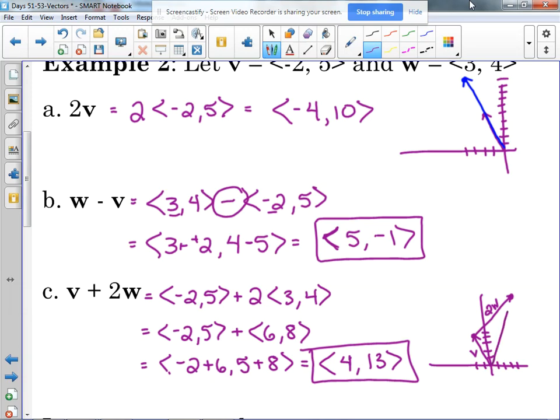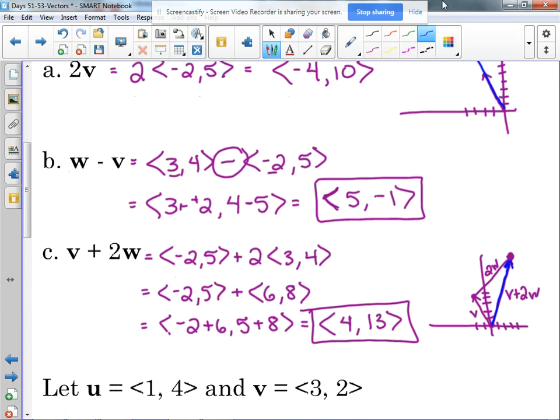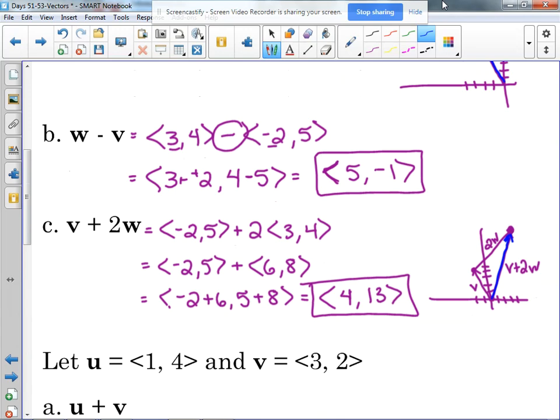And so 4, 13 is the result from where you started to where you ended. When you put the vectors tip to tail, the first one to the second one, this resulting vector is what v plus 2w is over here. It kind of completes the triangle, so to speak, from the origin to the tip of where it ended. Let me do that one in a different color. So that's just the geometric representation. Do I think you really need to worry about that? No, but I did want to show you.